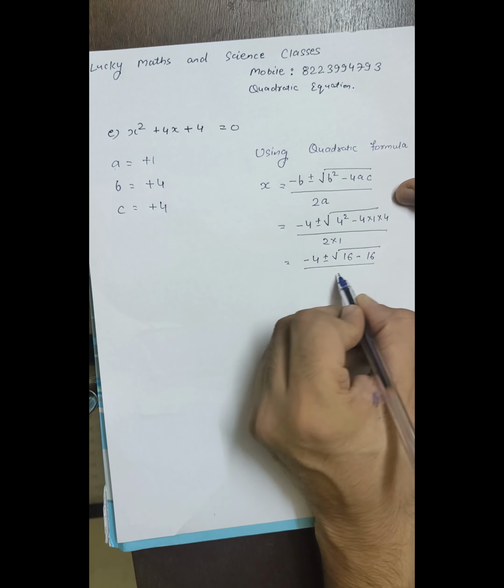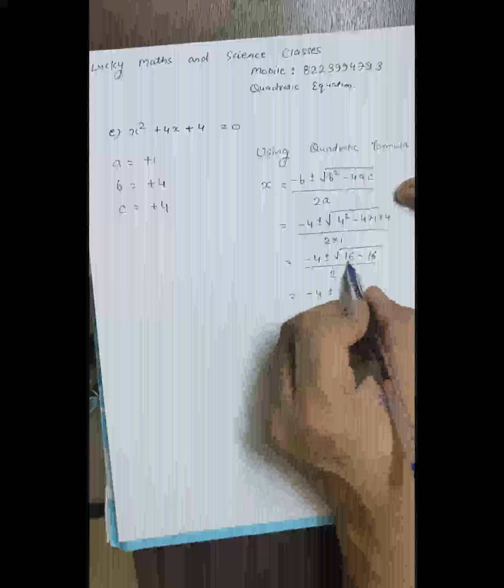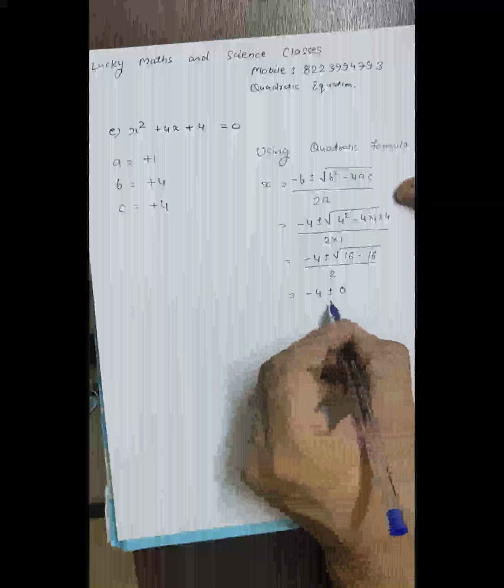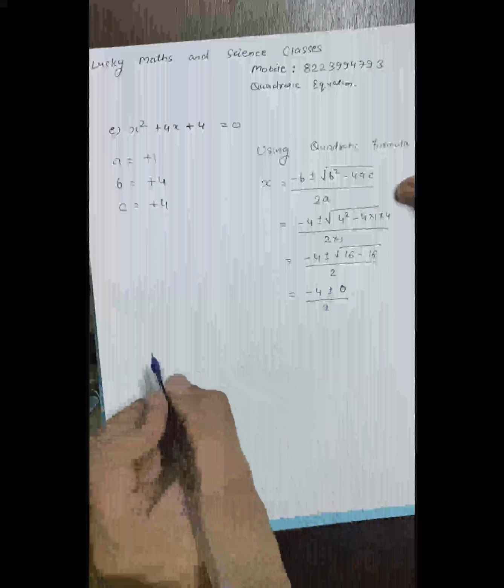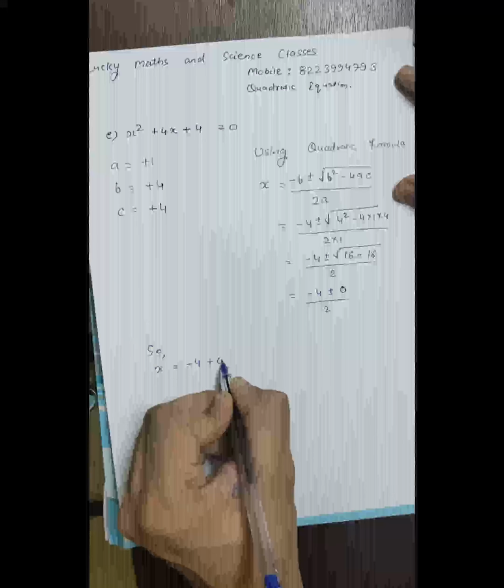Again 16, whole divided by 2, which is equal to minus 4 plus minus square root of 16 minus 16, which is 0. Minus 4 plus minus 0 divided by 2. In this case, we can say x is equal to minus 4 plus 0 divided by 2, or x is equal to minus 4 minus 0 by 2, which is minus 2 and minus 2. Here we are getting the two roots, but both roots are equal as well as rational.